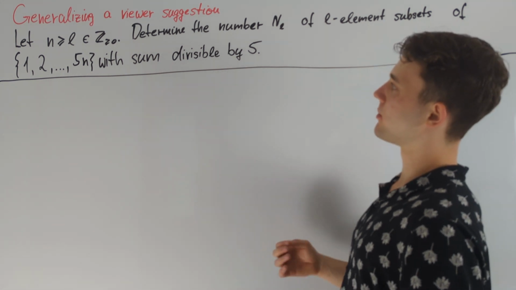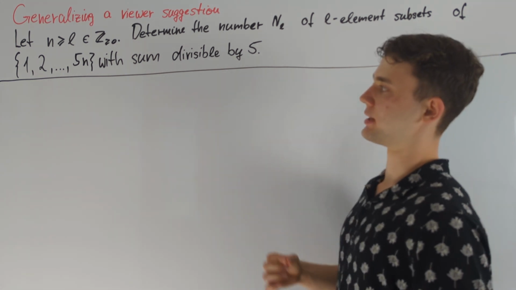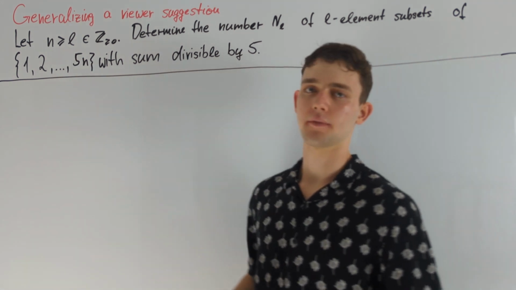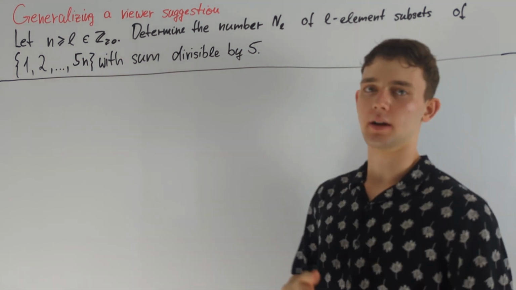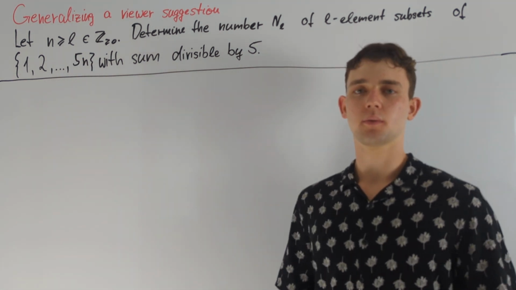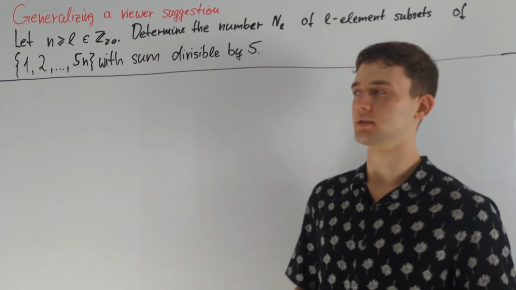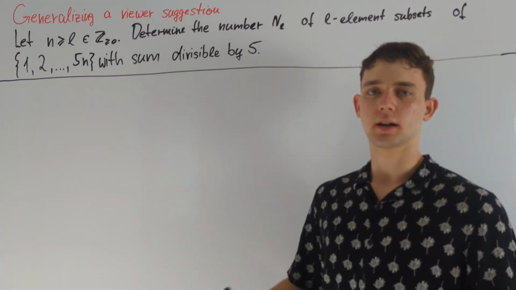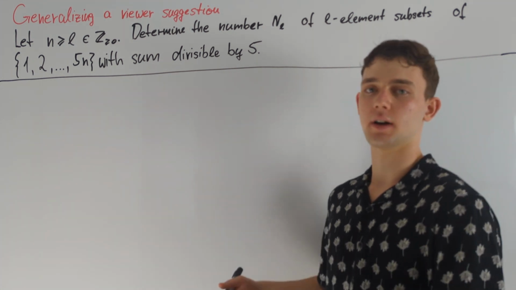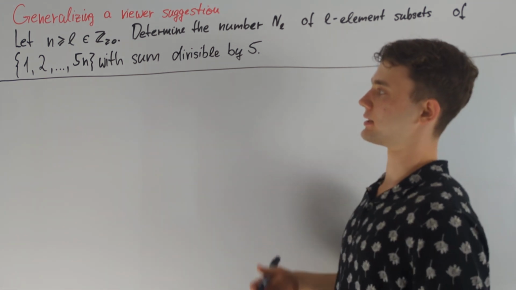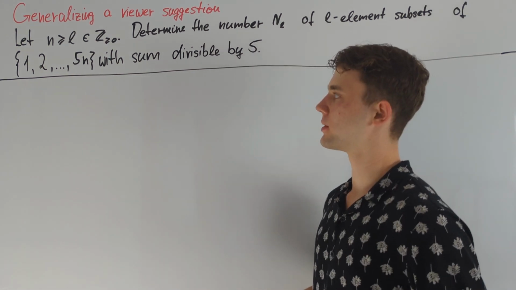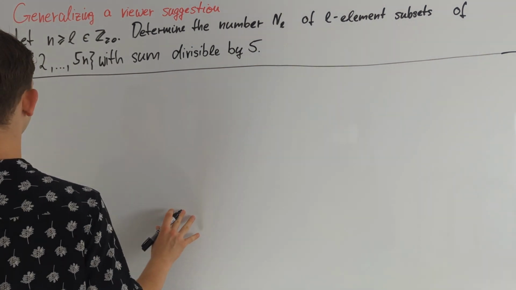Namely, we want to determine the number of L-element subsets of 1, 2, up to 5n with sum divisible by 5. The proof with roots of unity filters is almost the same, but an inductive solution is harder. You can try to find such a solution on your own as a small exercise. To solve this problem, we want to use generating functions.